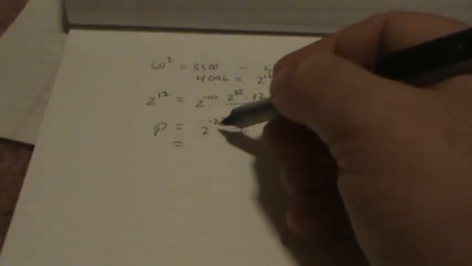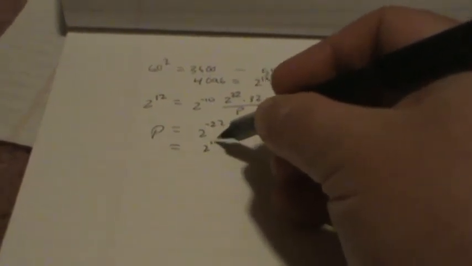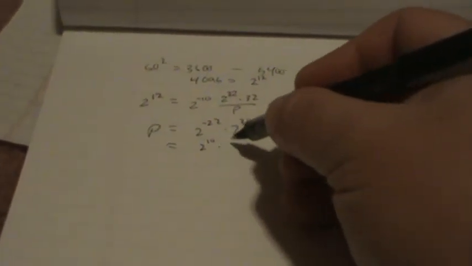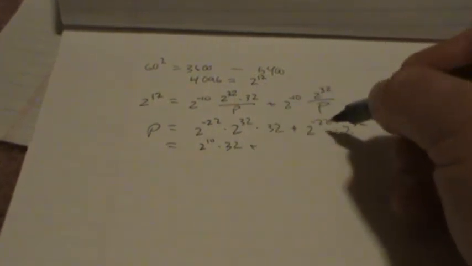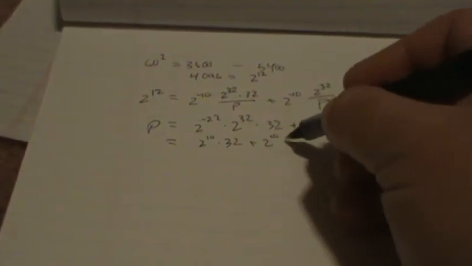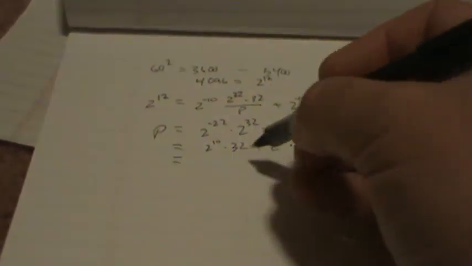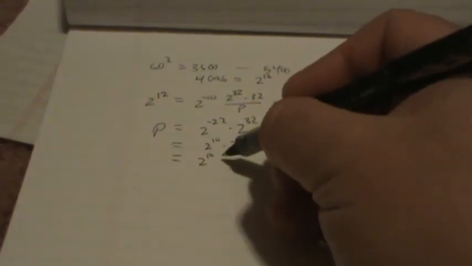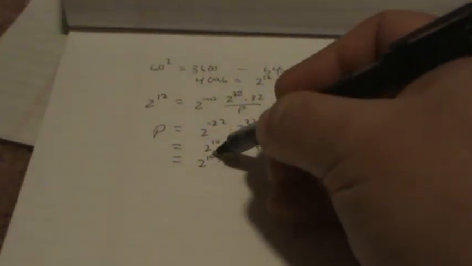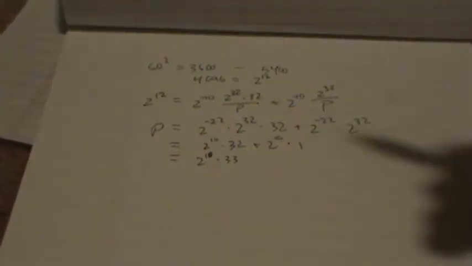So that gives me, I need 2 to the 10th times 32 plus 2 to the 10th times 1. And I can now add those up, which gives me 2 to the 10th times 33. And 2 to the 10th is about 1,000, and a little bit over, times 33. So I need somewhere around 33,000 computers to solve it in that about hour or so.